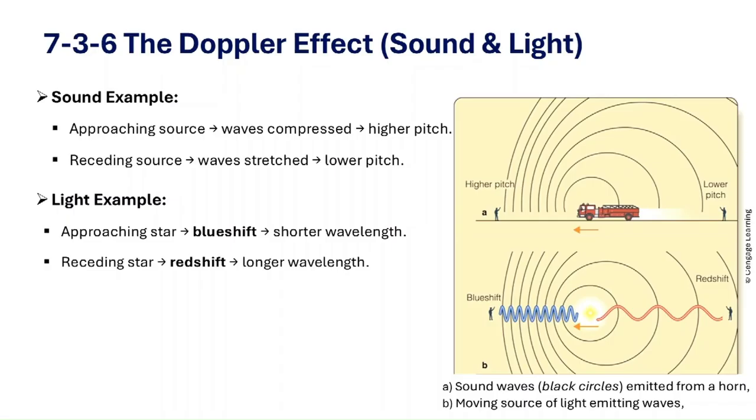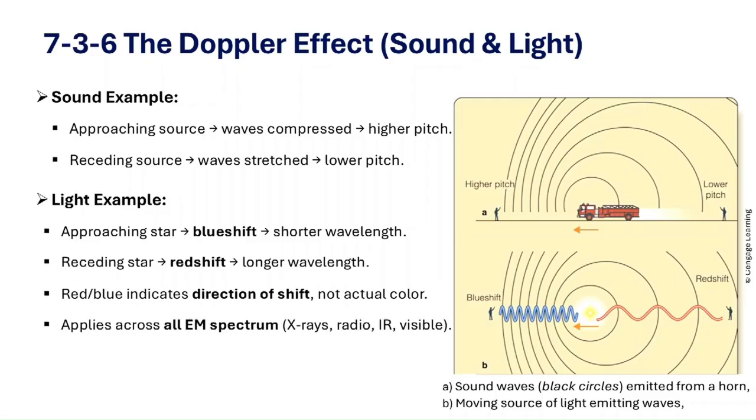Now it's important to remember red and blue here don't mean the star literally looks red or blue. These terms just indicate the direction of motion relative to us, red shift or blue shift. And this effect is not just for visible light. It applies to the entire electromagnetic spectrum: X-rays, radio waves, infrared and visible light. So any wave phenomenon shows the Doppler effect. So the Doppler effect gives us a way to measure radial velocities, the motion of stars and galaxies along our line of sight.